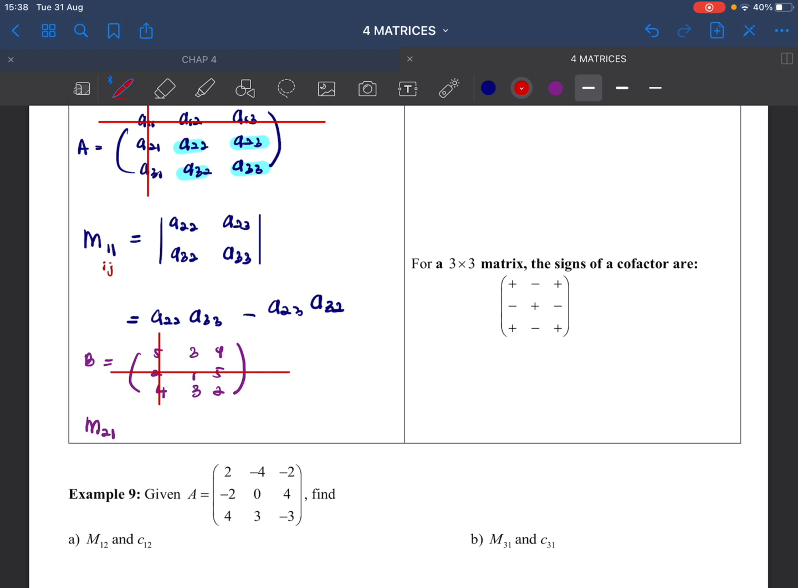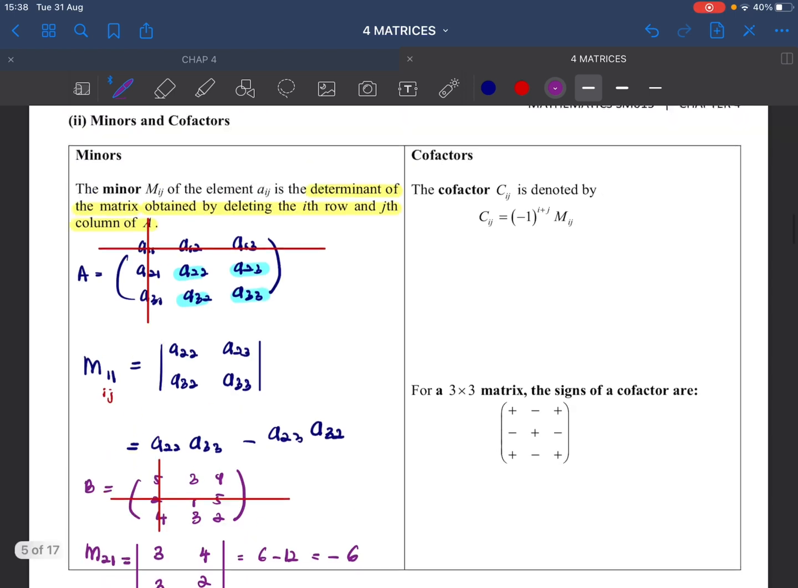Okay, so apa yang tinggal ialah, ingat minor is a determinant. So determinant equals to determinant of, apa yang tinggal dekat situ, kita akan ada 3, 4, 3, 2. So now we are going to calculate determinant of 3, 4, 3, 2 is equals to 6 minus 12, which is equals to negative 6. Okay, so that is how you find minor of a matrix.